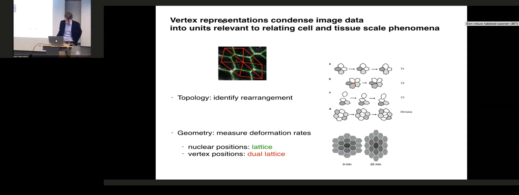And by keeping track of the vertex positions, you have some approximation of the geometry of each cell. You can measure local deformation rates, strain rates of both individual cells and the tissue overall. Often you also want to keep track of where the center of the nucleus is. By keeping track of nuclear positions and the nearest neighbors, the nuclear lattice, you're basically defining a dual graph to the graph defined by the primary vertex representation of the tissue, which is a useful property that you sometimes make use of.